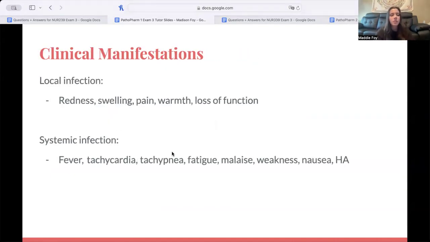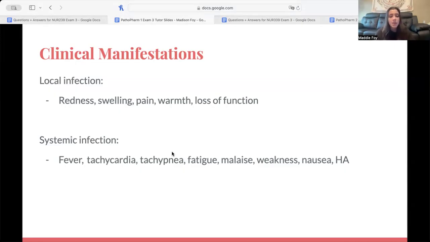Clinical manifestations of infection are super, super similar to the local and systemic signs of inflammation that we talked about last time. So for local infections, you're going to see those cardinal signs of inflammation: the redness, the swelling, pain, warmth, and then also loss of function. These are typical, maybe you have a cut on your hand and it gets infected. These are the signs and symptoms you're going to see.